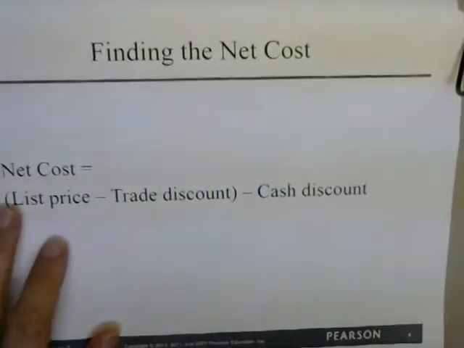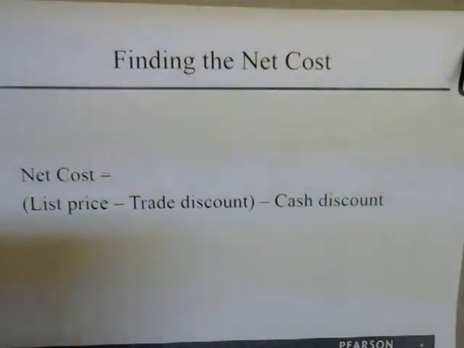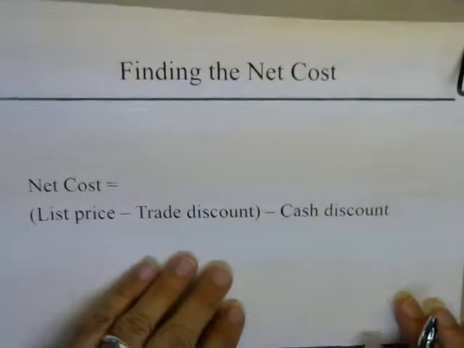So we're going to first of all look at finding the net cost. The net cost is the list price minus whatever trade discount, minus whatever cash discount you might get. A cash discount might also be offered for paying with cash as a form of payment.